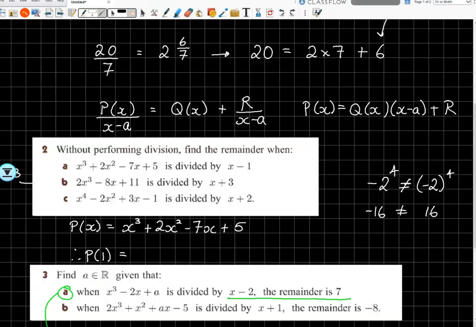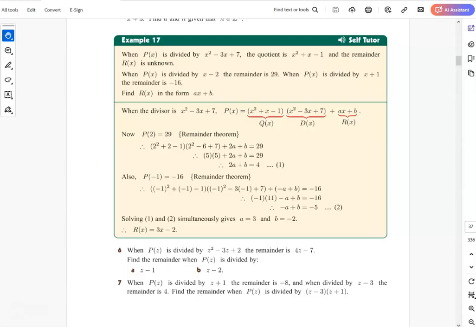So with this one, when we were dividing by a linear factor, our remainder was always what? What were our choices? It was always a constant, right? It could be 0, it could be 1, it could be a fraction, whatever, but it was still just a number. Agreed?